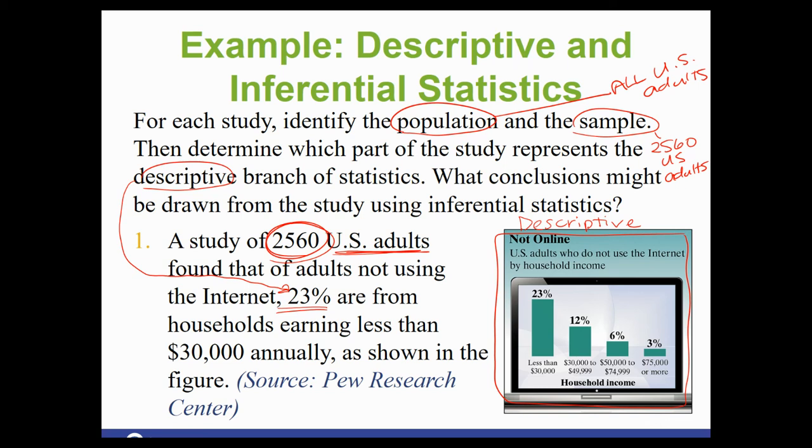And the last piece of this problem, it says what conclusions might be drawn from the study using inferential statistics. So we're going to read it again one more time. It says a study of 2,560 US adults found that of adults not using the internet, 23% are from households earning less than $30,000 annually. So a conclusion you could make is that they cannot afford internet. If they're making less than $30,000 and they're not using the internet, perhaps they can't afford to have the internet at home. That would be the inferential piece. It's kind of like your conclusion sentence.